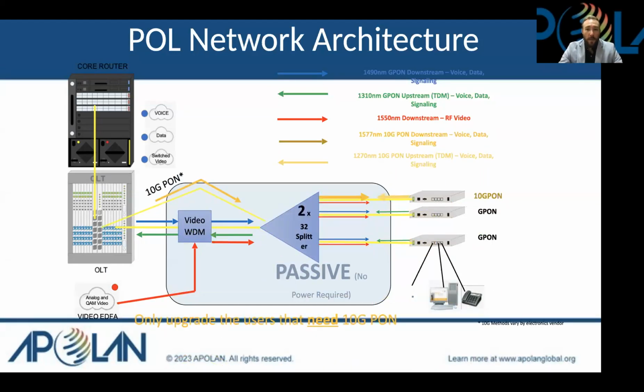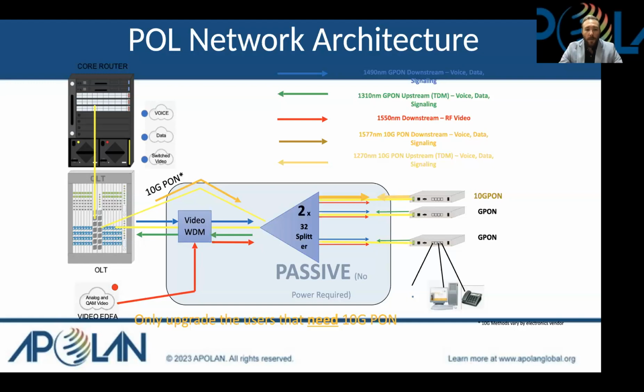Now, when we get into 10G PON, we're introducing additional wavelengths. Those wavelengths could be coming from a separate line card on the OLT. You could have a multi-gig port on the OLT. This is where that 2x2 splitter could also come into configuration. We could inject those 10G wavelengths into that second port on the optical splitter. You'll see we're sending downstream at 1577 and upstream at 1270.